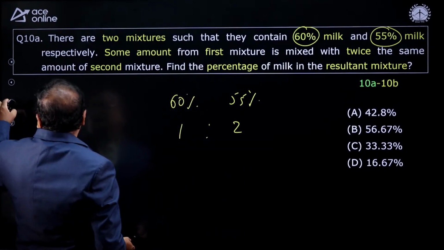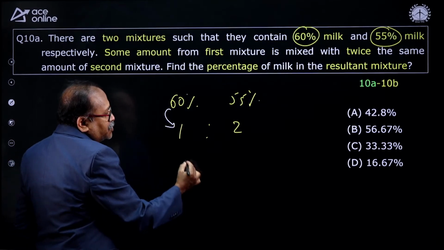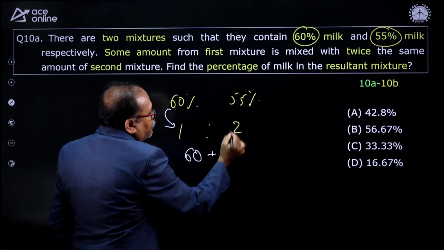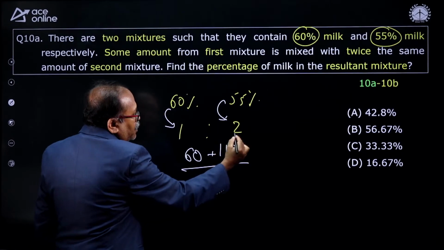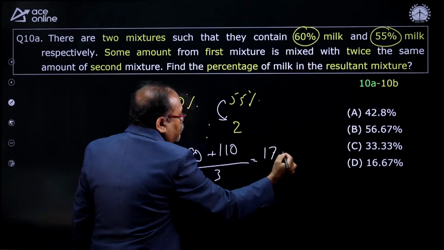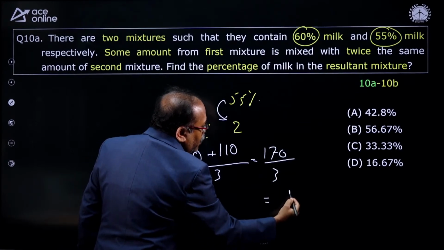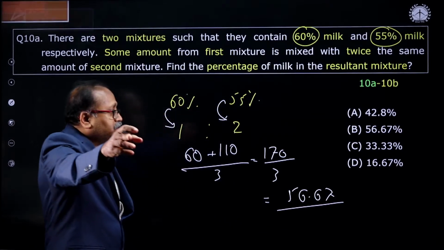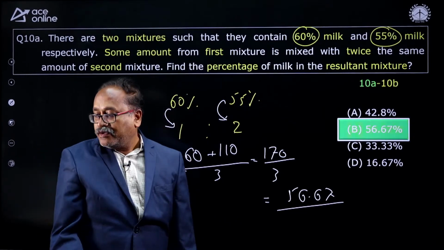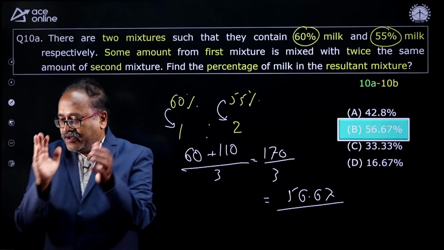Right, my friends? So here, this is 60 into 1 is 60 plus 55 into 2 is 110, divided by 1 plus 2 which is 3. 170 by 3, and that gives us, 3 5s are 15, 3 6s are 18, and 6 7s 56.67. Option B. Option B.